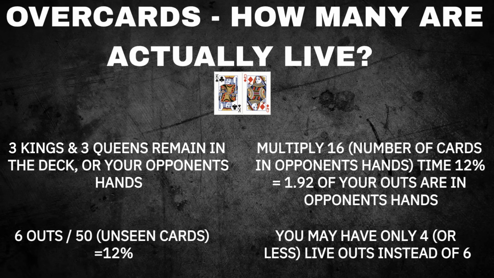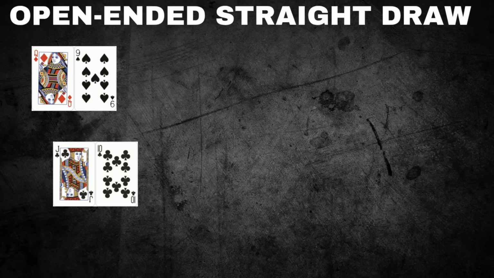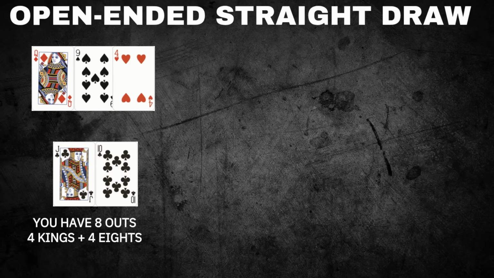You're holding the Jack of Clubs and the 10 of Clubs, and the flop comes the Queen of Diamonds, 9 of Spades, and the 4 of Hearts. That gives you an open-ended straight draw. You can hit a straight with either a king or an 8. 4 kings plus 4 8s equals 8 outs. You're not holding any of them, so you count all 8 as live, but that's the traditional approach.